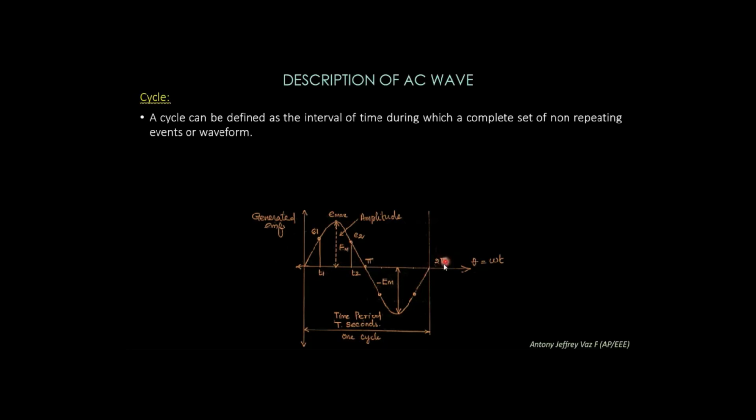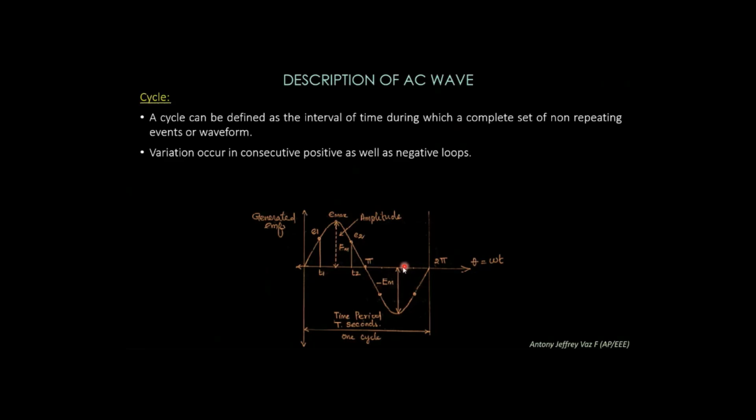After this 360-degree position, the waveform will be the same as this. So a cycle means a non-repeating set of quantities. So this from 0 to 360 degree, that is a non-repetitive event, is known as a cycle.